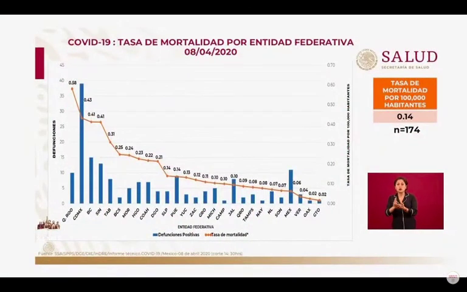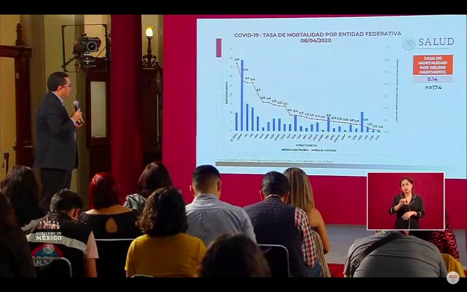Here we have the mortality, which is a different statistic, and we can see how there are variations, and also as related to the population in each state. You can see the orange line, which is the mortality rate, and it also fluctuates from 0.5 to 0.02.